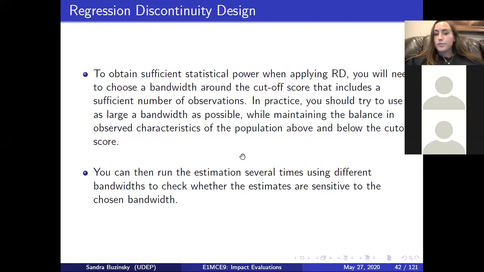Traditionally, authors used to just run the estimation several times using different bandwidths and check whether the estimates are sensitive to the bandwidth choice. So for example, for the poverty index score, we know that the cutoff is at 50. You could say, considering only people with a score of 40 to 60, and then you could narrow the bandwidth from there to 45 to 55, and then even smaller, and see how those estimates compare.